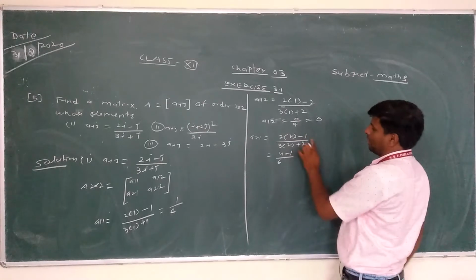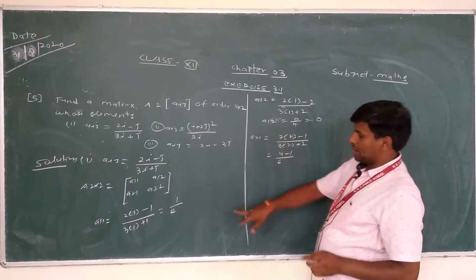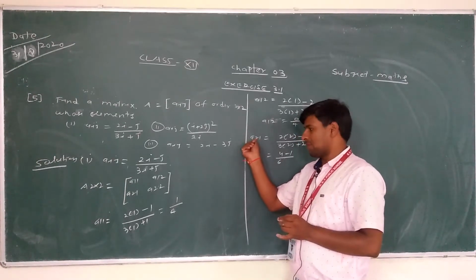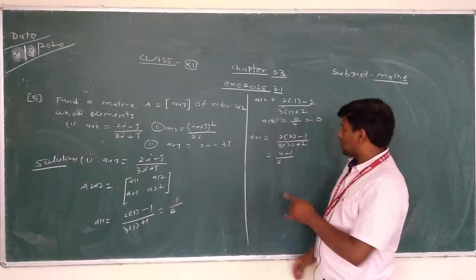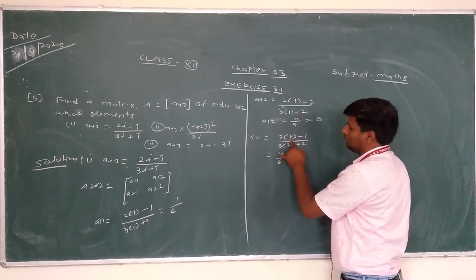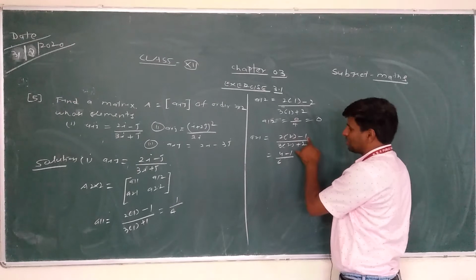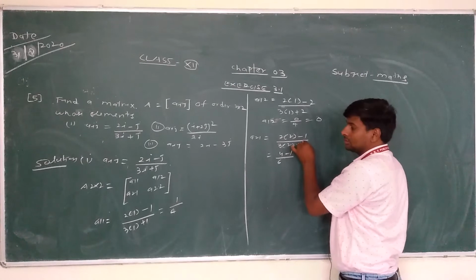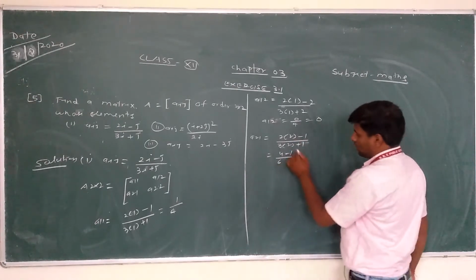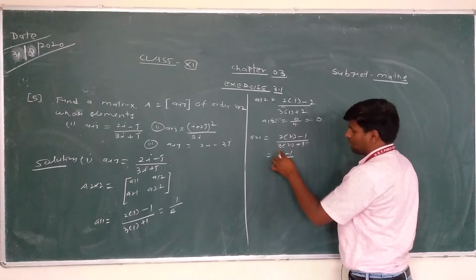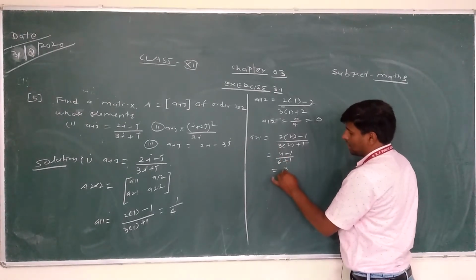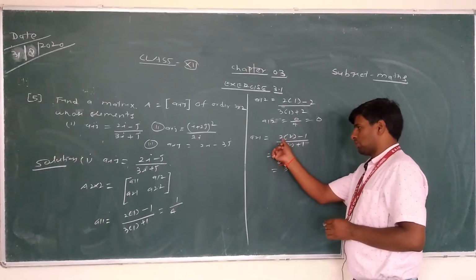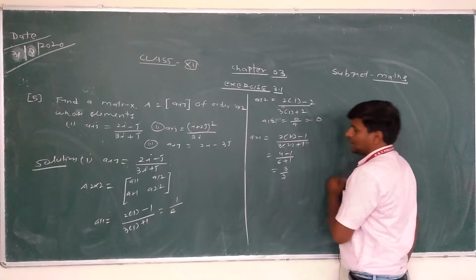We can write down here a_21. a_21 means the position of the row is 2 and the column is 1. So i is 2 and j is 1. So 2 into 2 minus j, which is 1, and 3 into 2 plus j, which is 1. Solve it: 2 2s are 4 minus 1, 3 2s are 6 plus 1. So a_21 is 3 by 7.